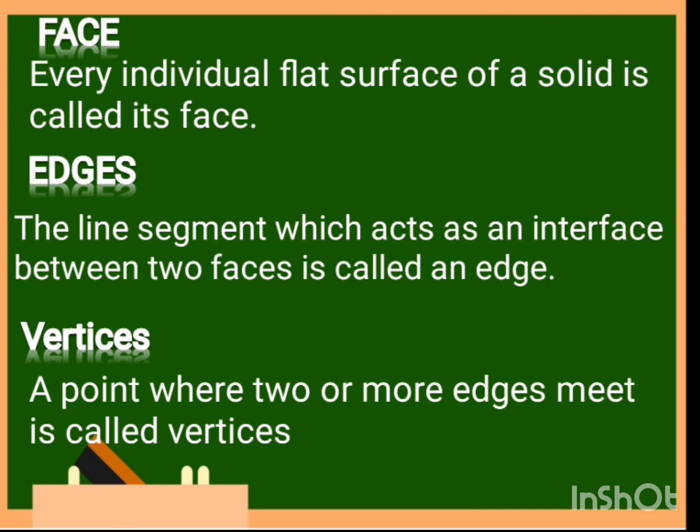Let us see. First point is face. Every individual flat surface, in the sense a plane surface of any object, is called a face, right? Then edges. What are edges? Where two flat surfaces meet each other. In other words, we can say that the line segment which acts as an interface between two faces is called an edge. Then vertices. What is a vertex? A point where two or more lines or edges meet each other. That point is called a vertex.